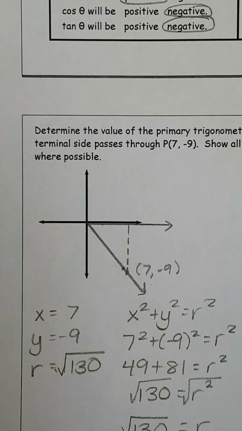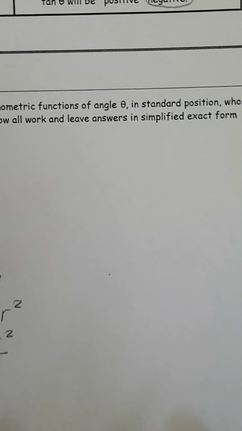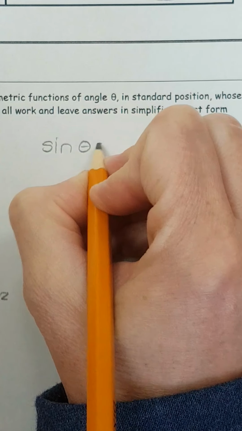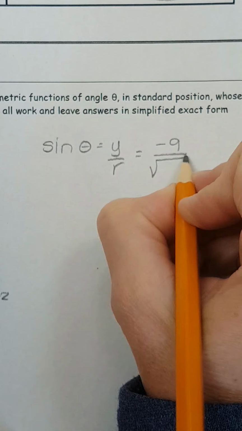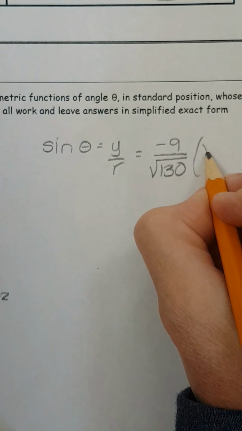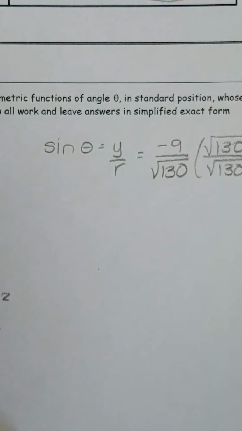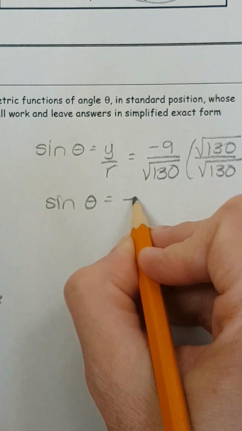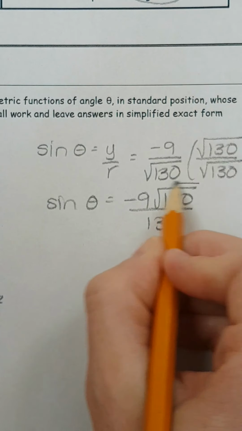So now we're ready to do our trig ratios, and it doesn't matter which one you do first. Whether it helps you to put the formulas in, so sine equals y over r, and so we look back and see there's y and there's r. Are we allowed to leave a radical in the denominator? No, we're not. So I don't need to see this step, but of course this is how we rationalize the denominator from way, way back when. And so sine theta equals -9 root 130 over 130. Isn't that pretty?